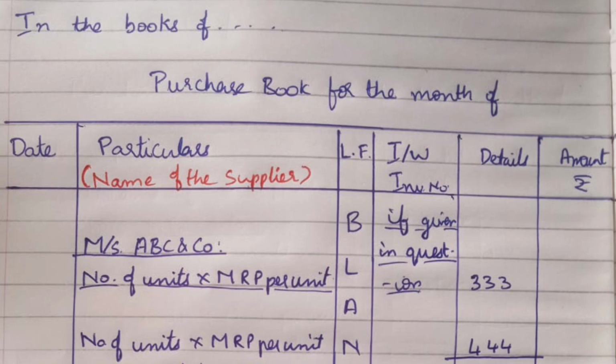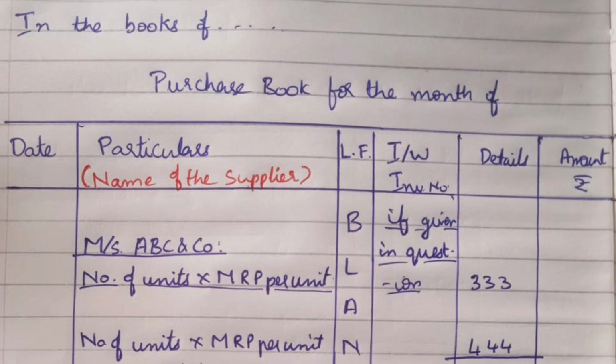Now always remember, ledger folio for our academic purposes will be blank. Nothing will be mentioned in ledger folio column. Now in this inward invoice number column, if they have given in question some information regarding inward invoice number, please mention it, otherwise please leave it blank. The first thing that we'll be writing is the name of the supplier.